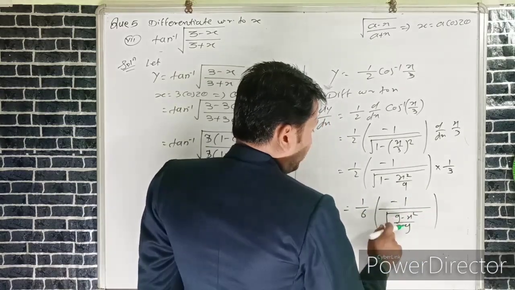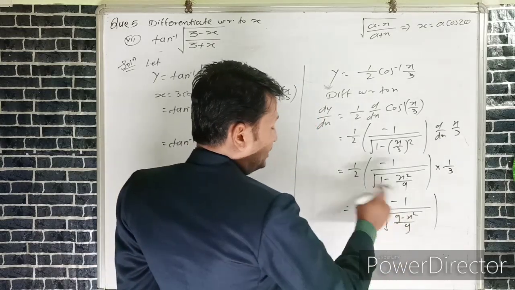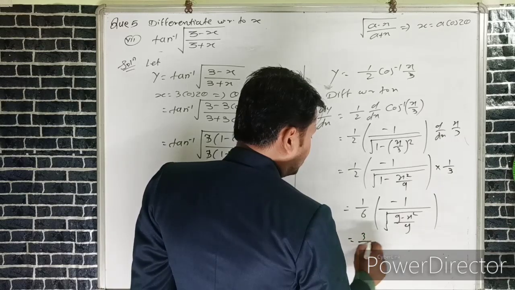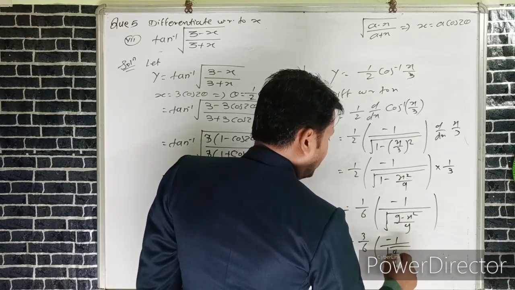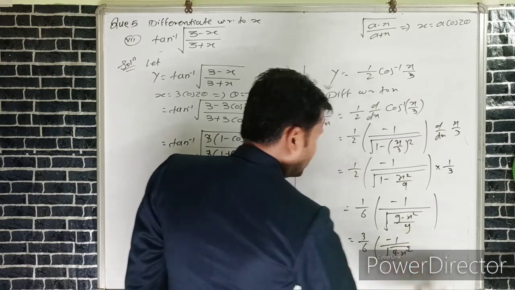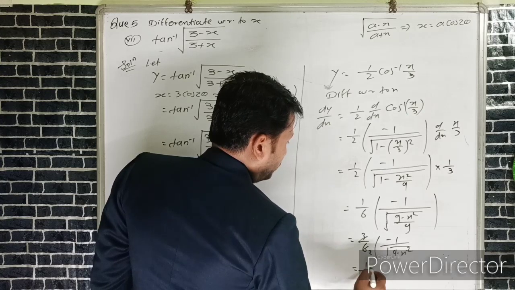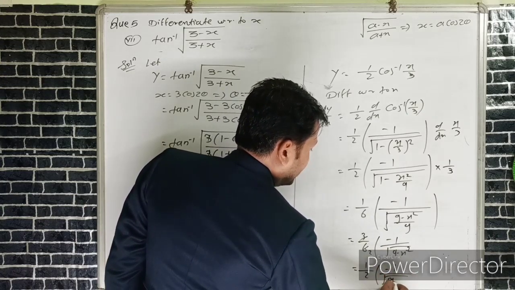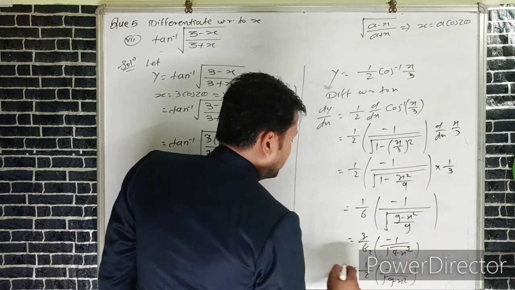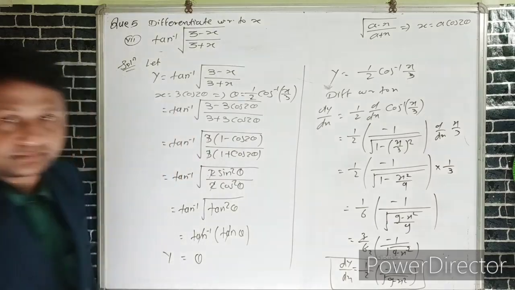The value of under root 9 is 3 and this 3 we can write in the numerator as 3 by 6 into minus 1 upon under root of (9 minus x square). 3 by 6 is 1 by 2, hence we can write 1 by 2 into minus 1 upon under root of (9 minus x square), which is the required derivative of y, dy upon dx.